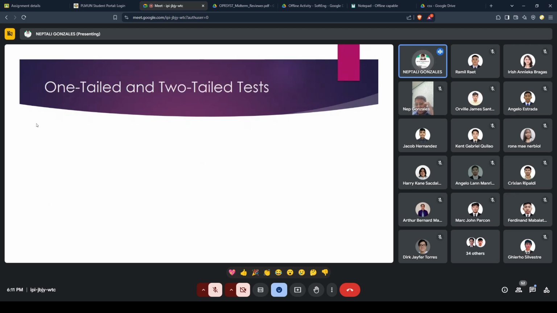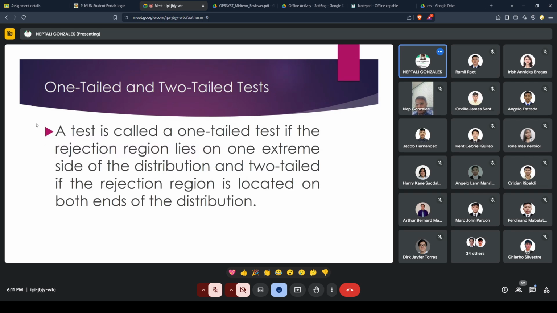So one-tailed and two-tailed tests. There are two tests depending on the data given. So you may use one-tailed tests or two-tailed tests. A test is called a one-tailed test if the rejection region lies on one extreme side of the distribution, and two-tailed if the rejection region is located on both ends of the distribution.